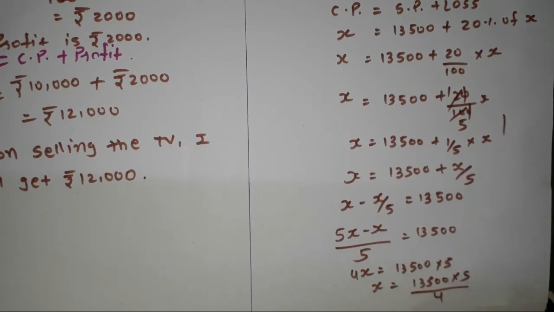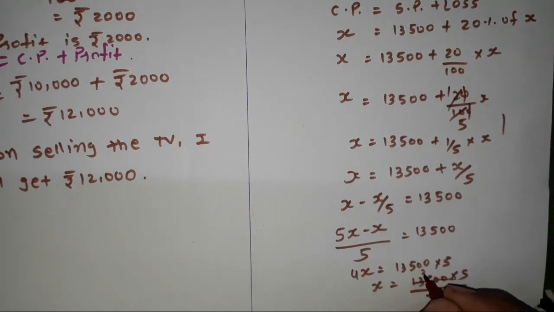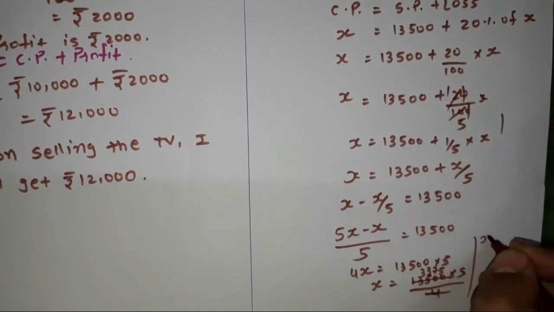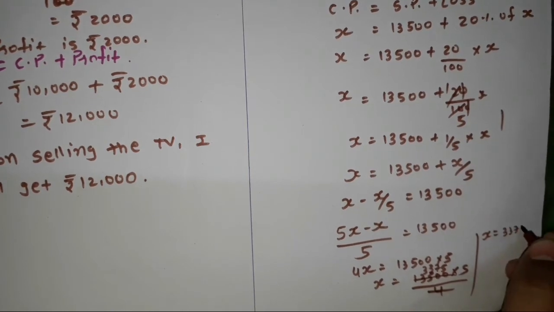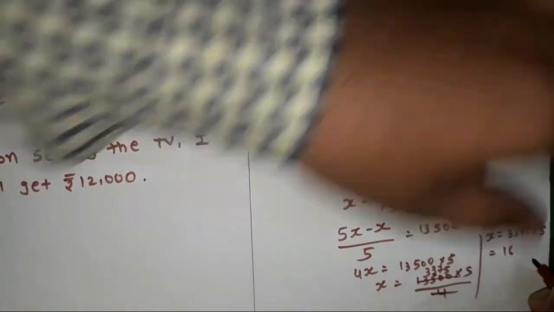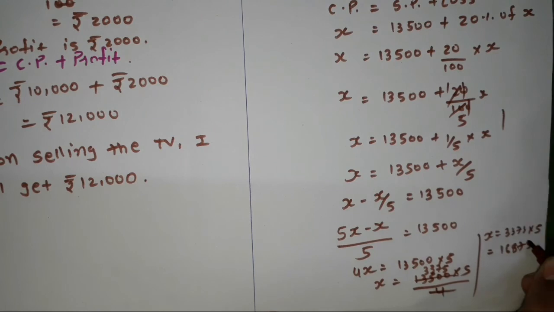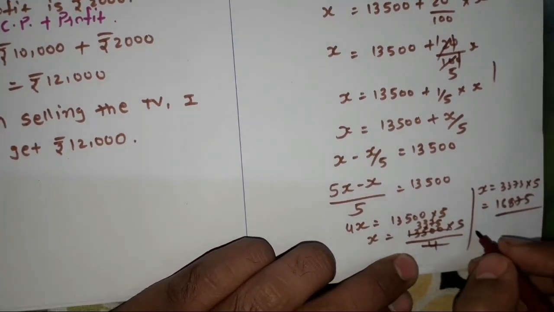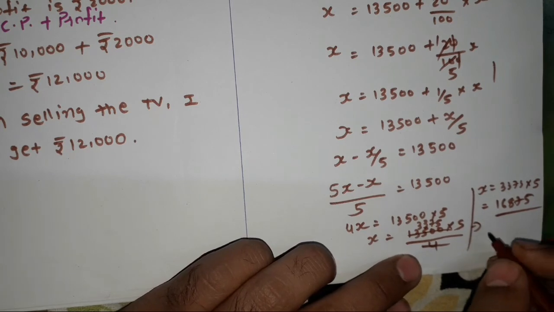If you solve this, 13,500 divided by 4 gives 3,375. Then x is equal to 3,375 multiplied by 5, which gives 16,875. So the cost price of the machine is 16,875.